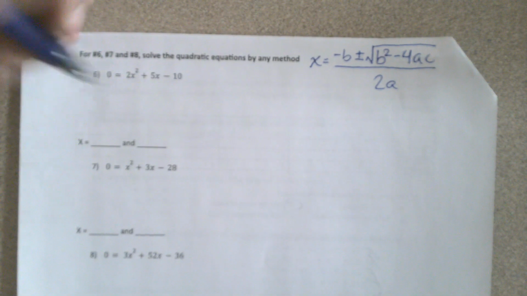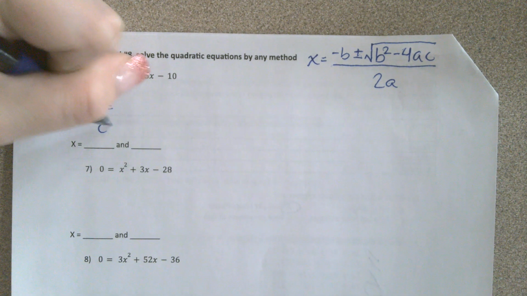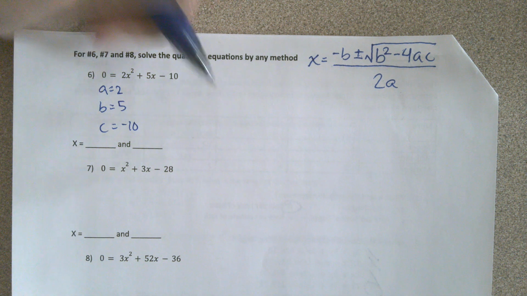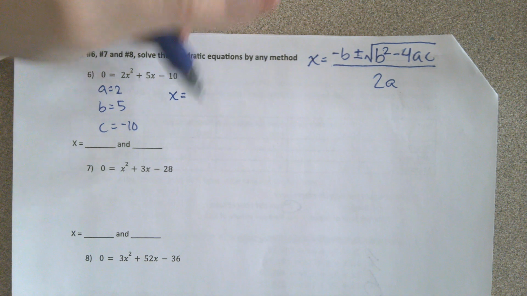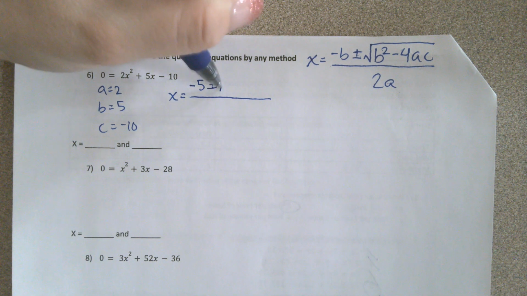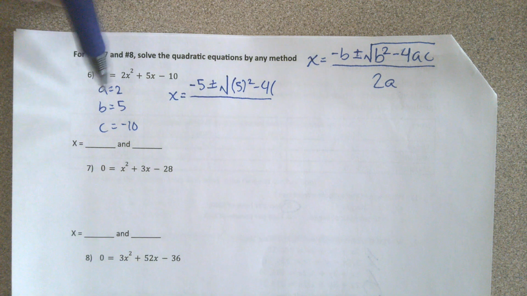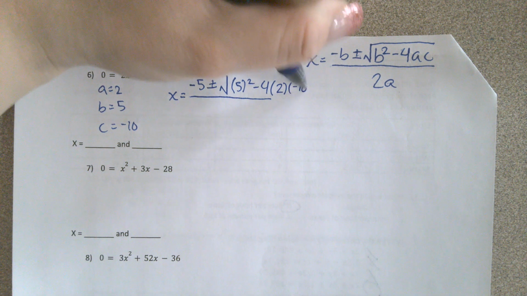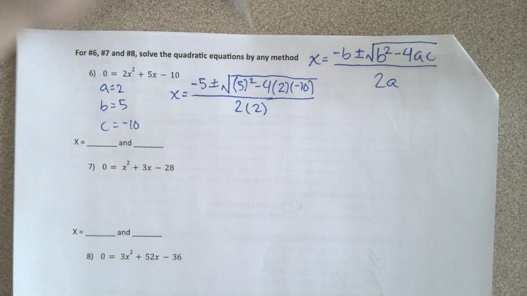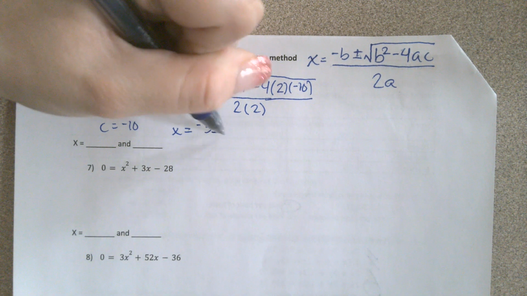All right, quadratic formula. We need to label our ABC. A is 2, B is 5, C is negative 10. X equals negative B, which is 5, plus or minus square root. B is 5 squared minus 4 times A, which is 2, times C, which is negative 10. And it's all over 2 times A, which is 2. Negative 5 plus or minus square root.